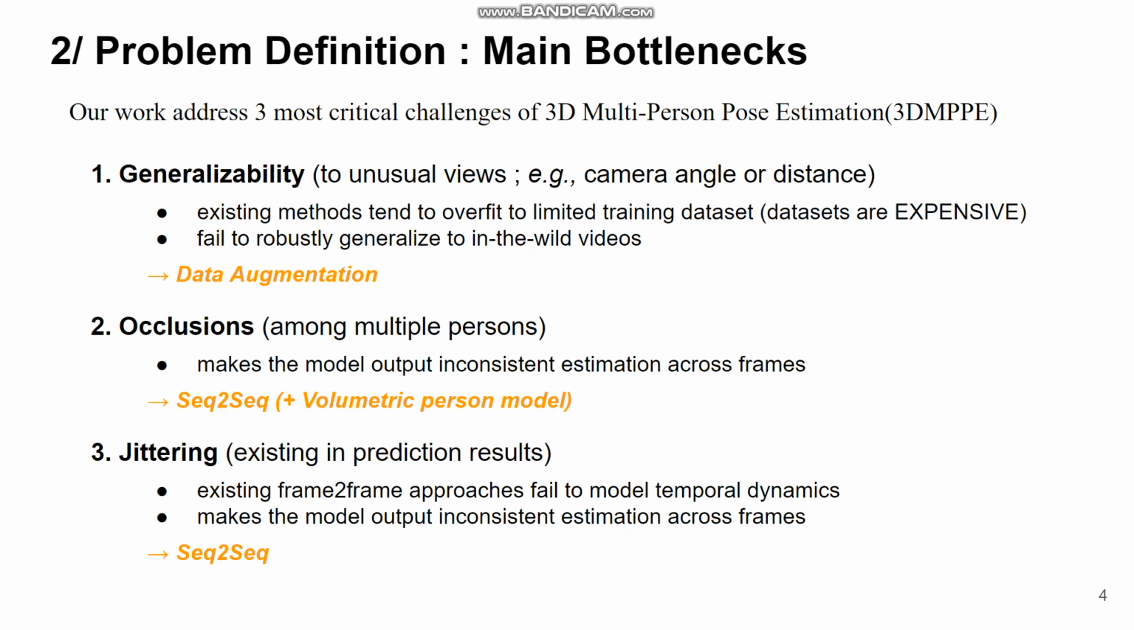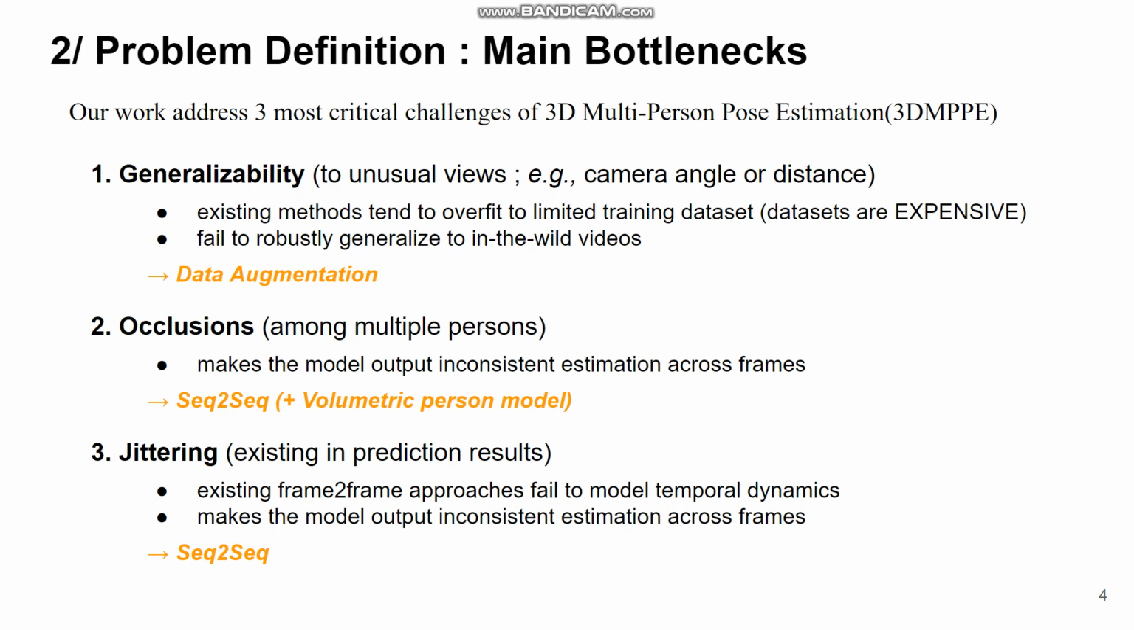Our work mainly addresses the three most critical challenges in this problem: generalizability, occlusions, and jittering. To tackle the first and second challenges, we consider data augmentation and sequence-to-sequence modeling as the most natural and effective solutions. Our data augmentation methods enable us to generate an unlimited range of camera angles and distances, while sequence-to-sequence modeling helps the model disentangle occluded individuals by providing sequential temporal information all at once.